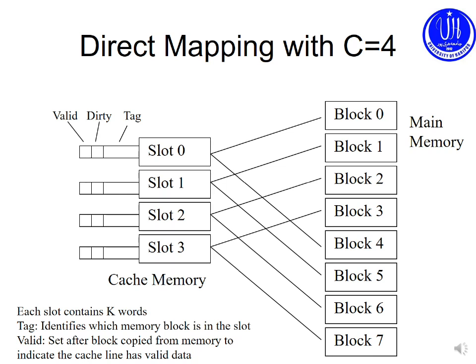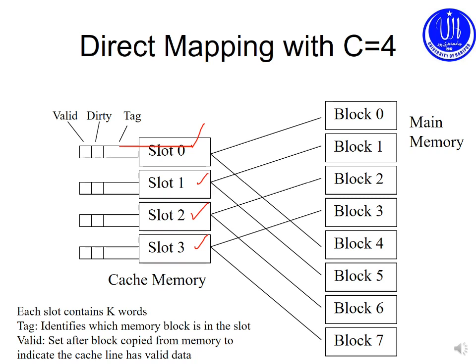Here you can see that for line number 0, block number 0 and 4 will come; 1 and 5; 2 and 6; 3 and 7. So, the mapping functions. What is the disadvantage?